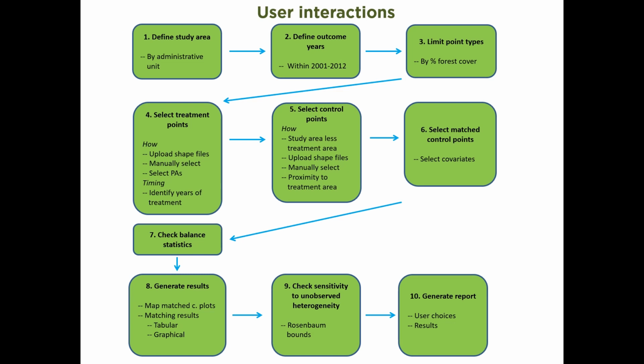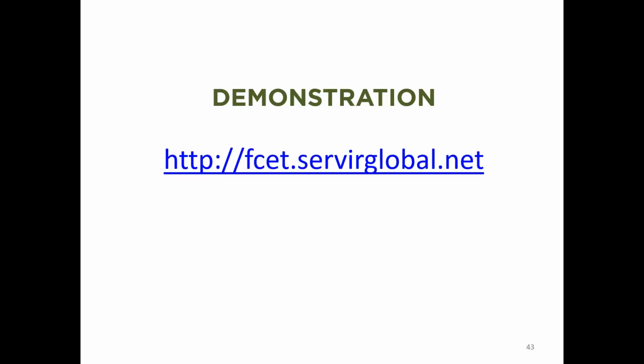So this is a graphic that illustrates how these point level data are used in order to estimate the effectiveness of a forest conservation policy. But rather than lead you through this figure, I think I'm just going to demonstrate the tool because the tool incorporates the same workflow. So now I'm going to demonstrate the tool, which again can be found at fcet.severeglobal.net.